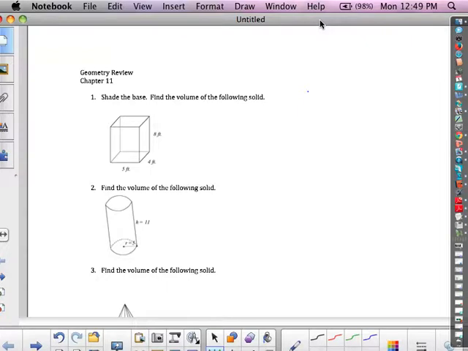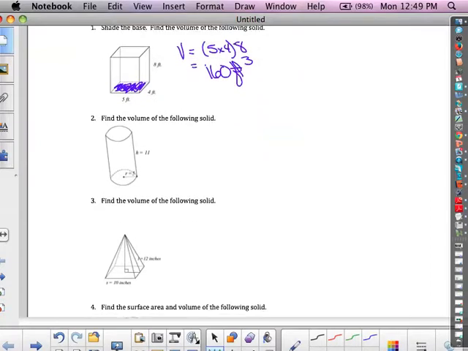The first asks you to find the volume of the solid and to shade what you're using as the base. So I'm going to use this as the base. So the volume is equal to the area of the base, 5 times 4, times the height, 8, which gives me a volume of 160 feet cubed.